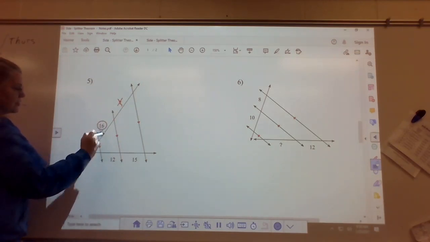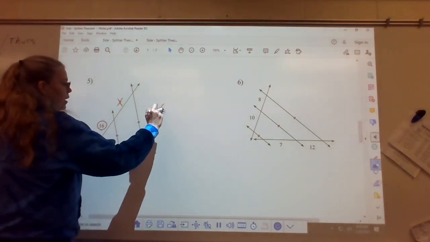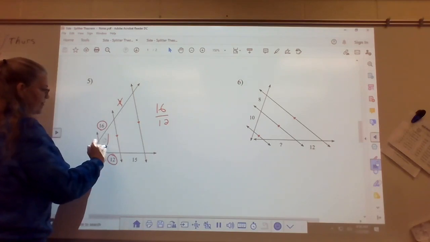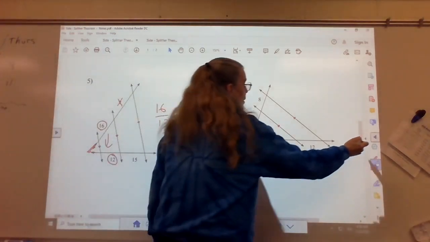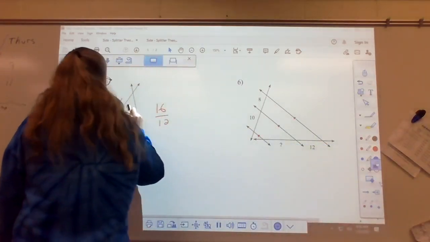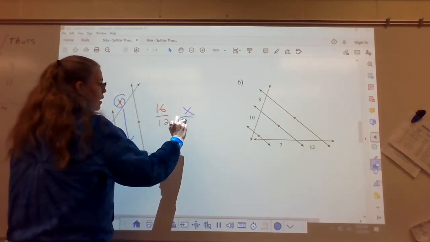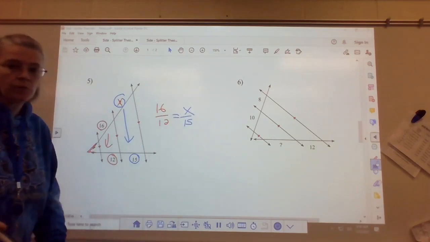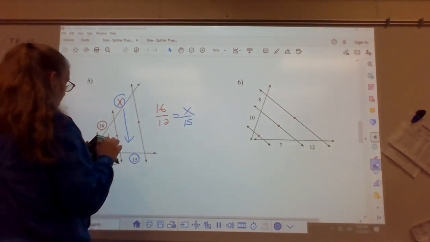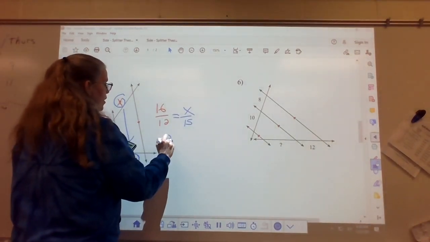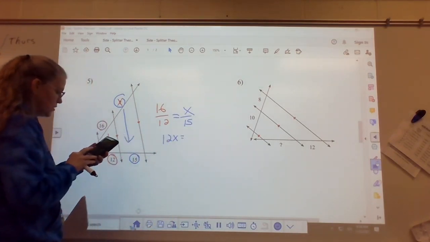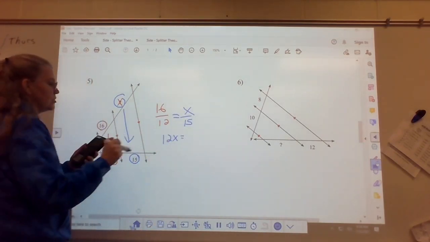So I can do 16 over 12. Again, I'm going that way. So I want to continue going that way. So I can do x over 15. That's my proportion. Let me grab my calculator for this guy. 12x equals 16 times 15 is 240.